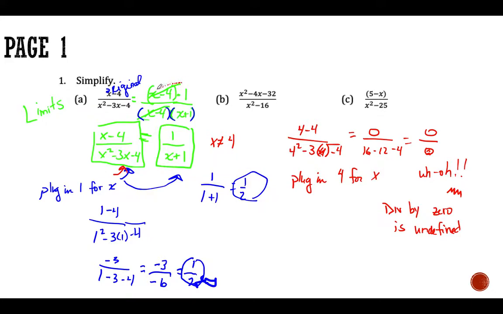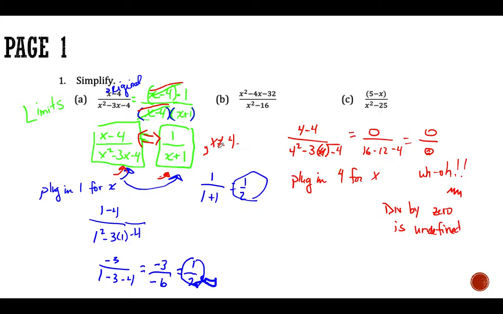I knew that from the very beginning, even though I canceled out the x minus 4. Remember, these two things, we write an equal sign, but they really are equivalent expressions. They generate the same answer, except when x is equal to 4. Because notice when I plug x equals 4 in here, I think everything's fine. I get 1/5. But that's a lie. That is a lie, right? You can't use 4.